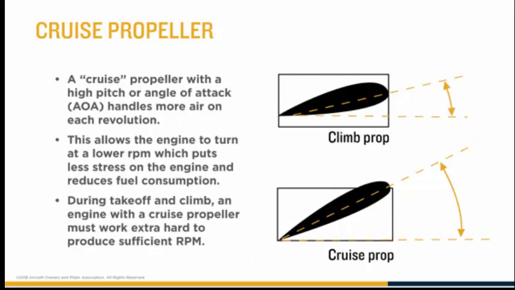So fixed pitch propellers with a high pitch are designed to be optimal for cruising. This type of propeller is known as a cruise propeller. At a higher blade angle, the propeller handles more air on each revolution, which causes the engine to turn at a lower RPM. Decreasing the engine RPM reduces fuel consumption and engine wear, while still keeping the thrust at a maximum. During takeoff and climb, the engine using a cruise propeller must work harder as it tries to rotate and produce enough thrust with such a high pitch.